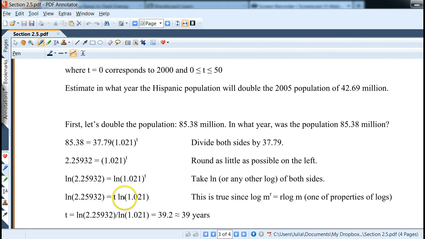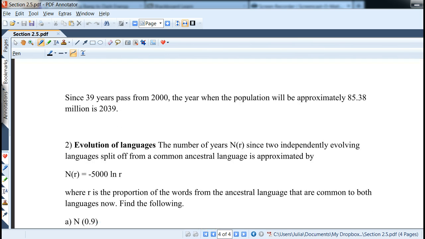So how do we do this? Again, the exponent comes down. Now it literally becomes a multiplication problem, so we can divide both sides by ln of 1.021, and this is what I did. This is how I put it in the calculator, and I got 39.2, or I rounded to the nearest year, which is 39 years approximately. Okay, so it was in 2039 is where it will be approximately this amount.